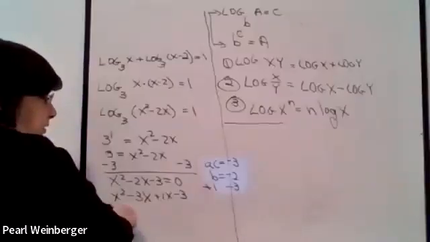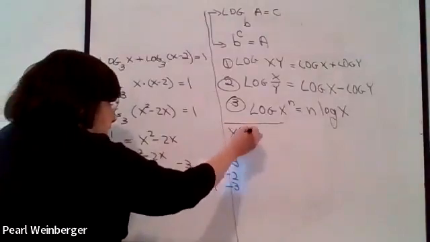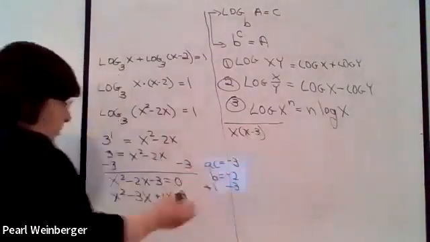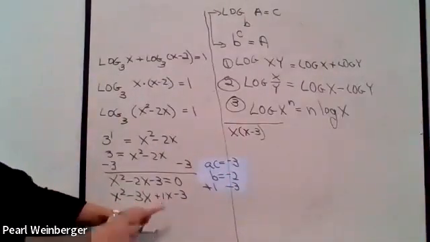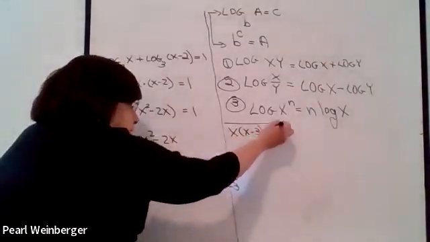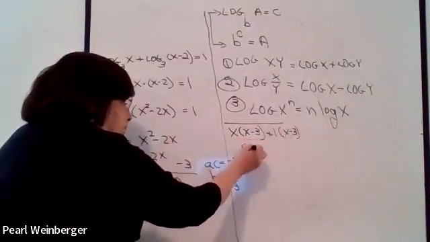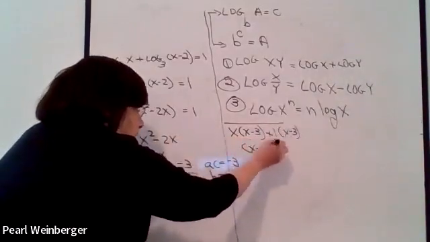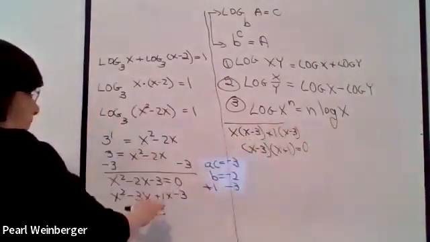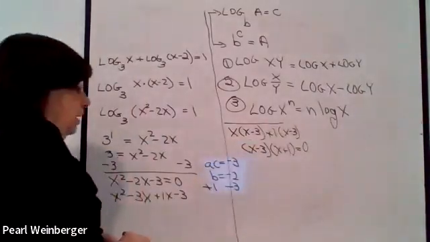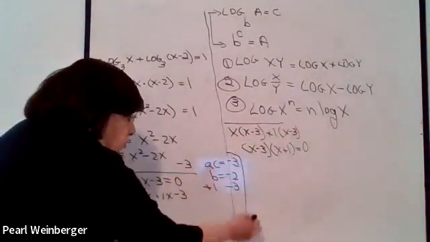I'm factoring now using grouping. On my first group, my common factor is x, so that becomes x times x minus 3. In my second group, there's no common factor, so I have to use 1. So there's a +1 times x minus 3, which then gives me x minus 3 times x plus 1 as the factoring of this quadratic equation.